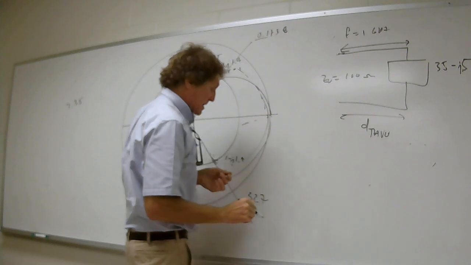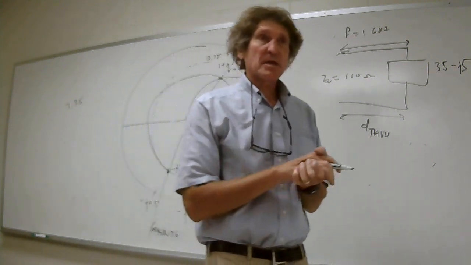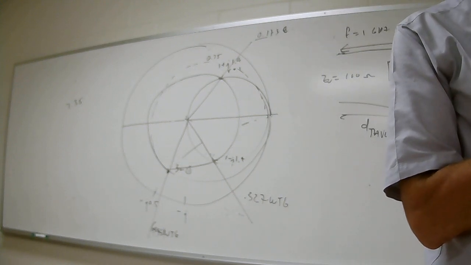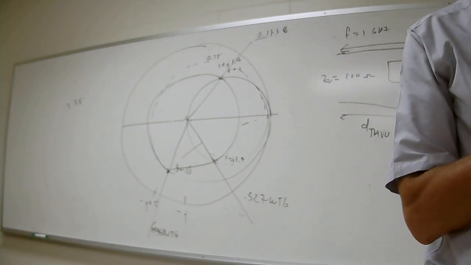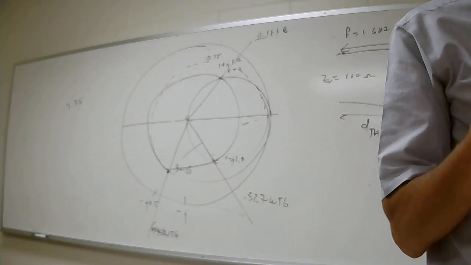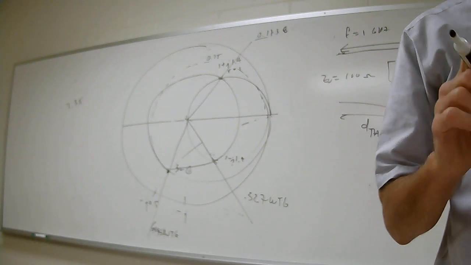0.327 wavelengths toward generator. Now, in this, does he say it's in series or parallel? I think it says series. I'm not sure. Series capacitor and series inductor. All right, remember, if we put it in shunt, then we have to do it in the admittance domain. You all remember that? Series, these are going to be series elements.